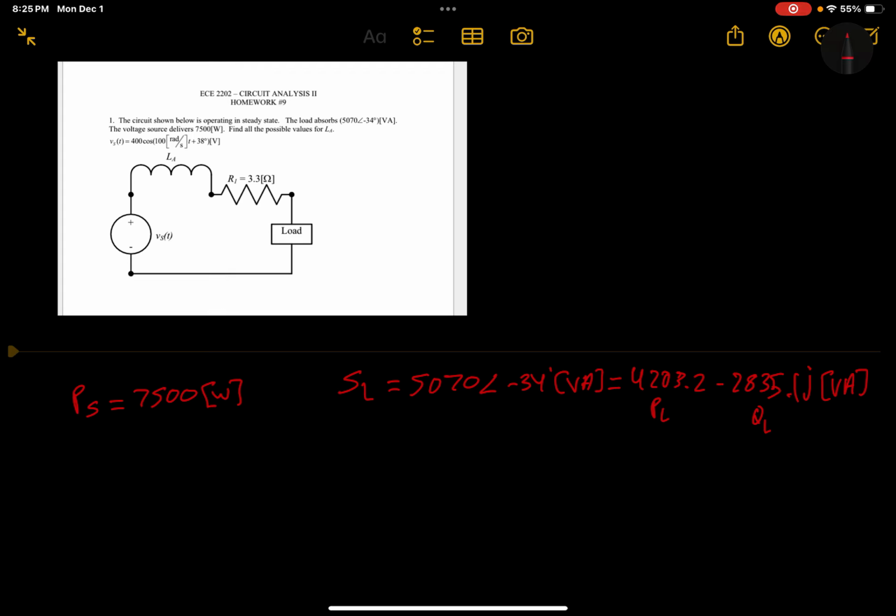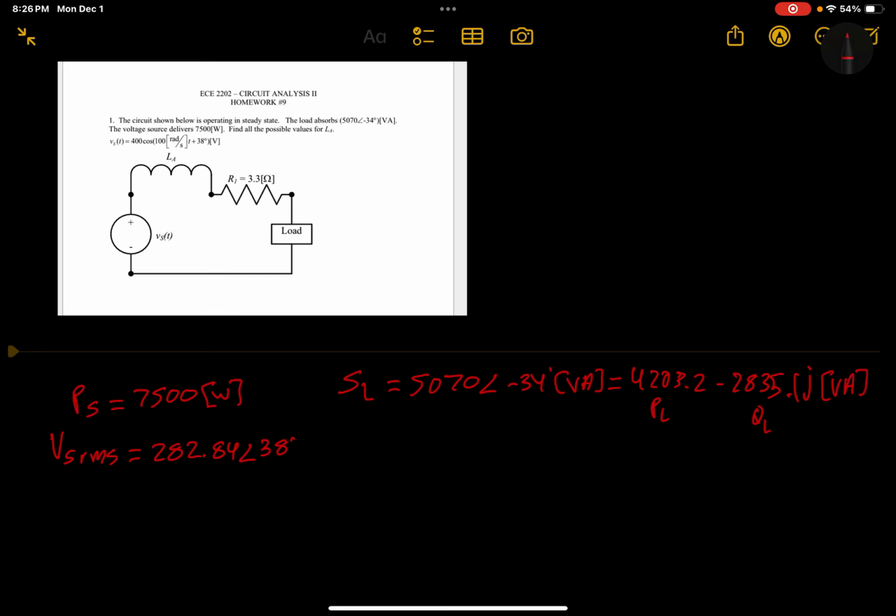Okay. And so we have Vs of t, but it is not converted to the RMS. So we'll do that by just dividing 400 by the square root of 2. And then we get the voltage source RMS is equal to 282.84 with the same angle, 38 degrees. Okay, and so from this information, we can solve for IRMS.